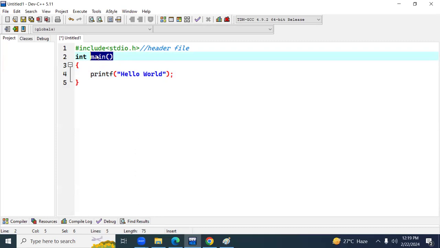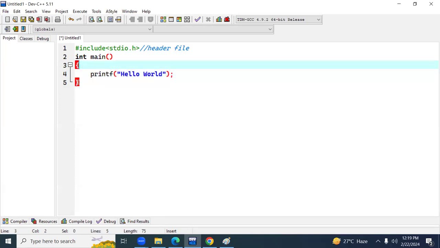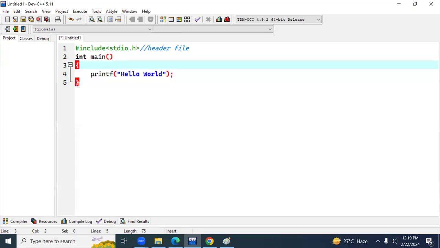Please remember. This printf is nothing but an inbuilt function used for printing whatever data you type inside it on your screen. And these curly brackets tell you that whatever program I am writing has to be written between them. This is the starting point and this is the ending. Between these two you need to write the program. Is it clear to all of you?